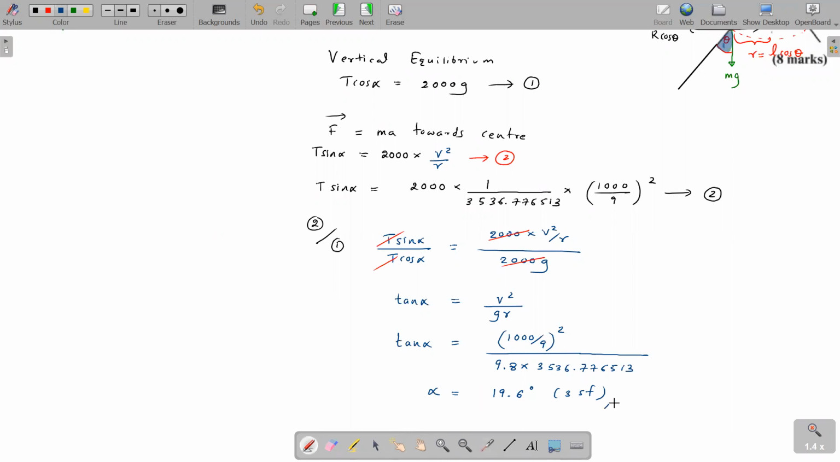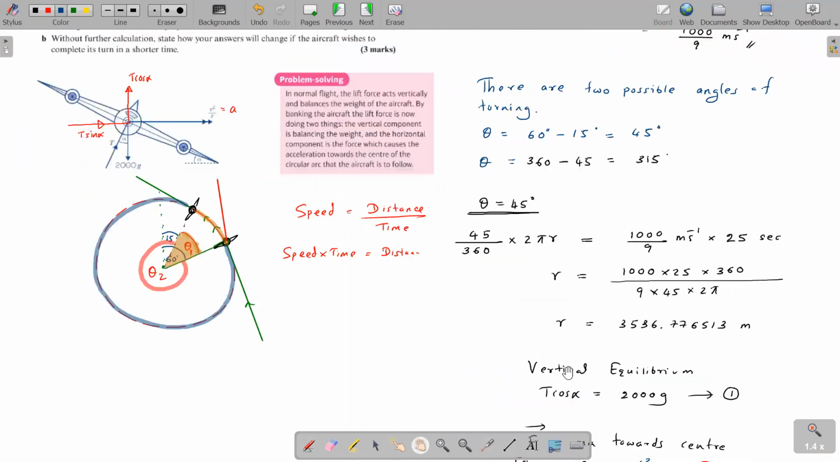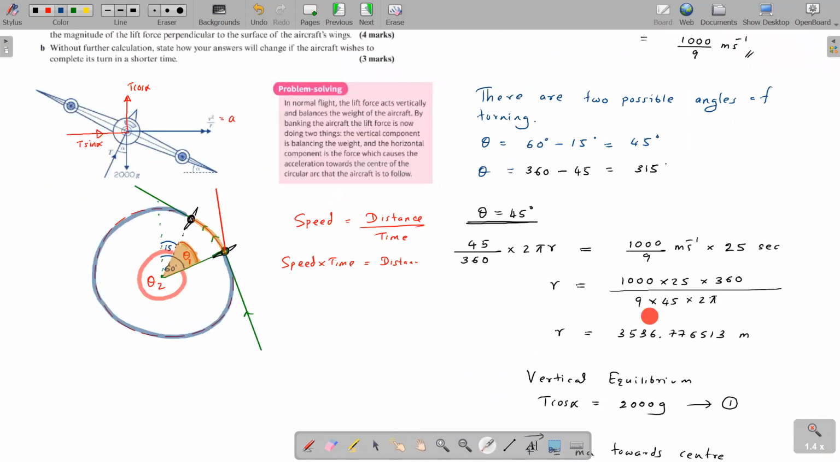Okay, so this is one possible value of alpha. Now what's the next thing to do? The next thing is to do this exact same procedure, but now using an angle theta as 315. Do the same thing, use theta as 315 and you will get a different radius. For this different radius, find the different alpha.